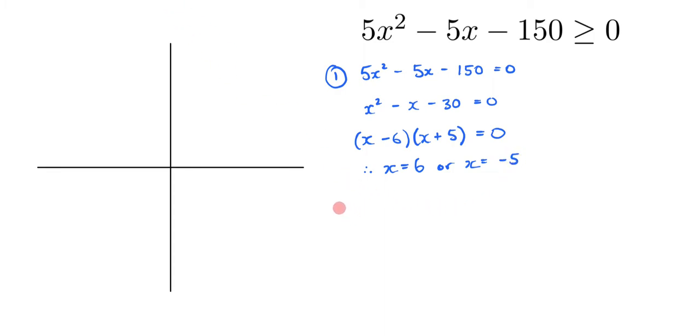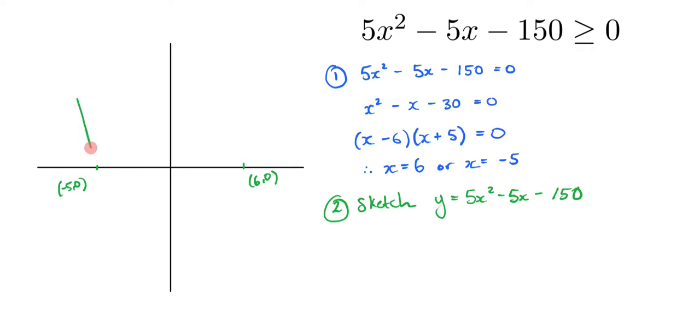My next step will be to sketch it. So I'm going to sketch a graph of it. So it's going to be y equals 5x squared minus 5x minus 150. That is what I'm sketching. I will have an x-intercept at 6, so (6, 0), and I will have one also over here at (-5, 0). I'm going to give that a quick sketch. That is a beautiful looking parabola.